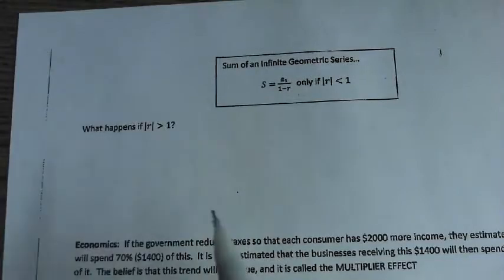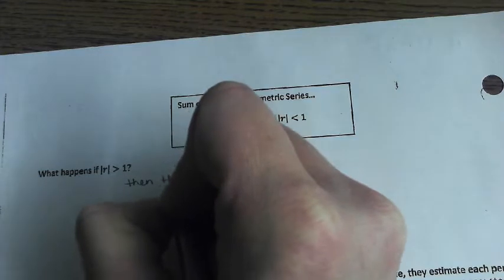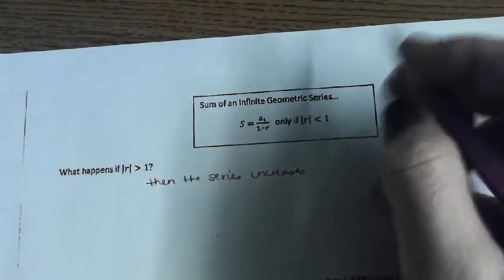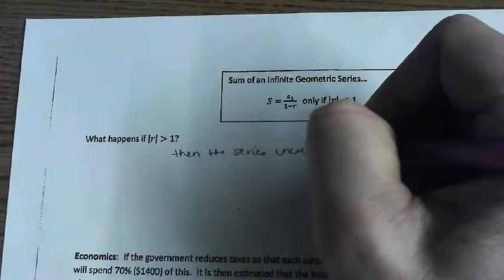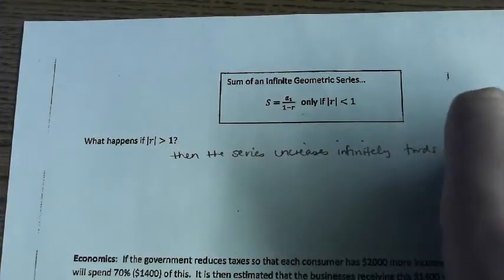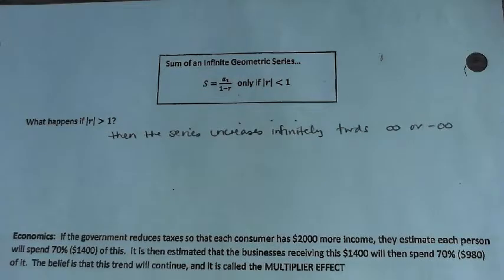So if the absolute value of r is greater than 1, then the series increases, in the positive direction or the negative direction, whatever, infinitely towards infinity or negative infinity. It won't zone in on a specific value. Okie doke.